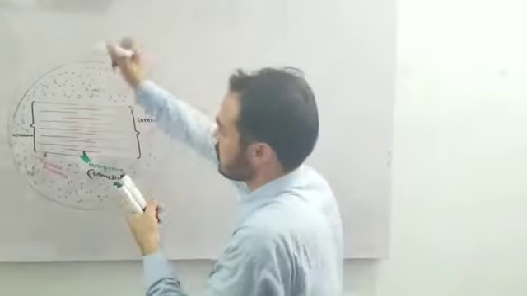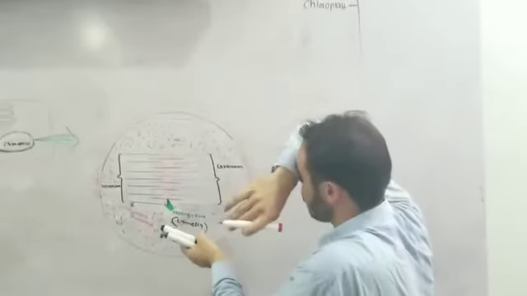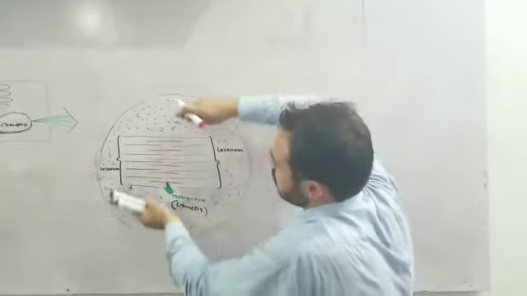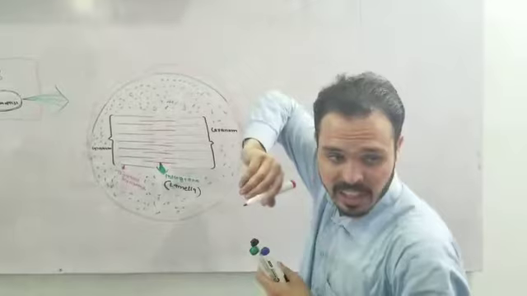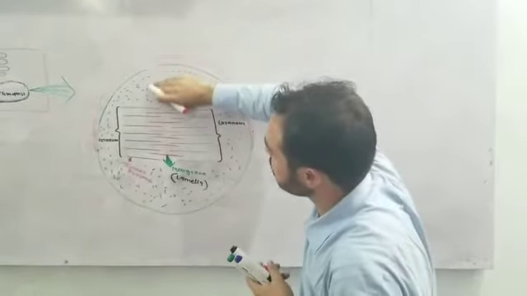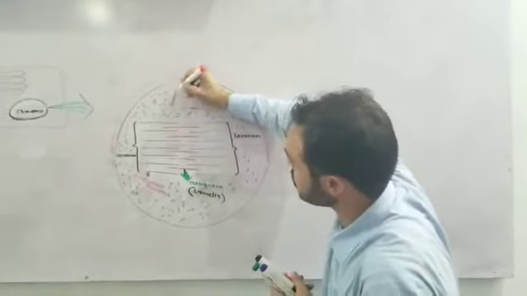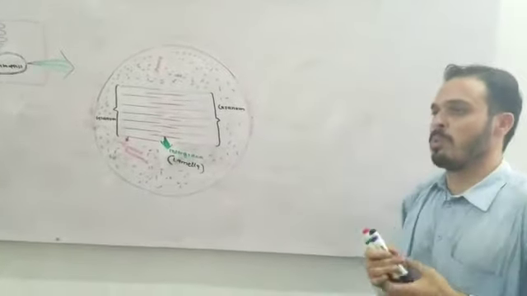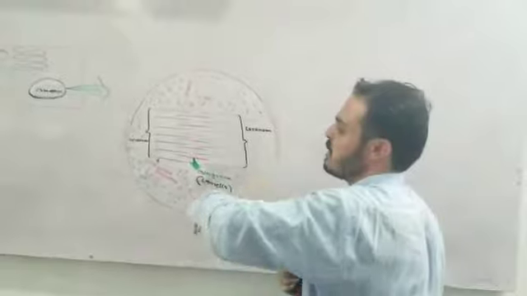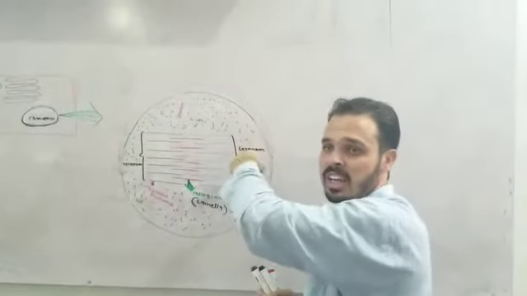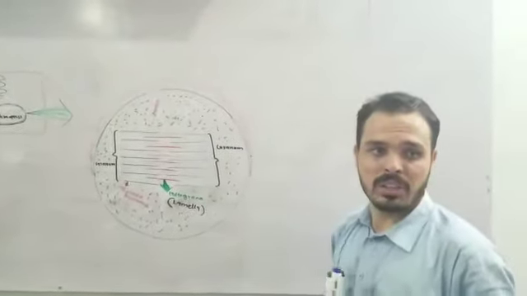Here the stroma is present. Due to the presence of this Rubisco enzyme, what happens? The dark reaction will occur. So what is the name of this remaining part? Stroma, S-T-R-O-M-A. This is the stroma part of the chloroplast, which contains all of the enzymes responsible for the dark reaction. Clearly?